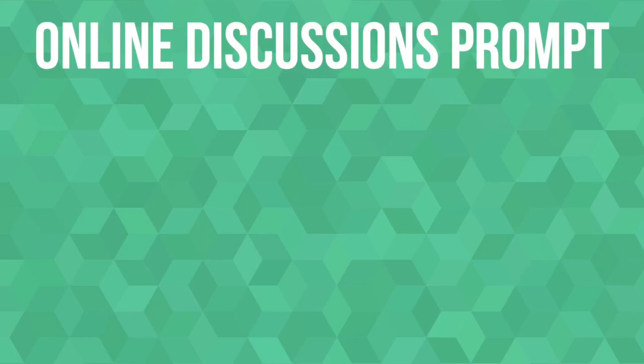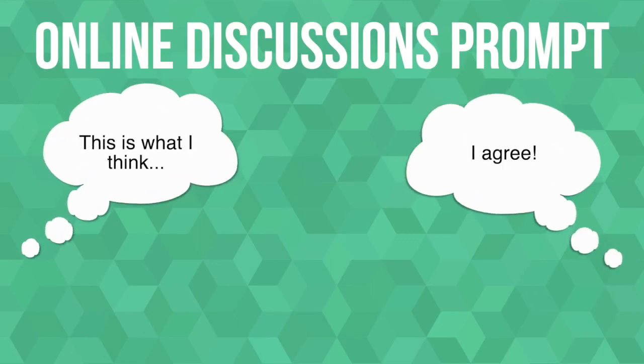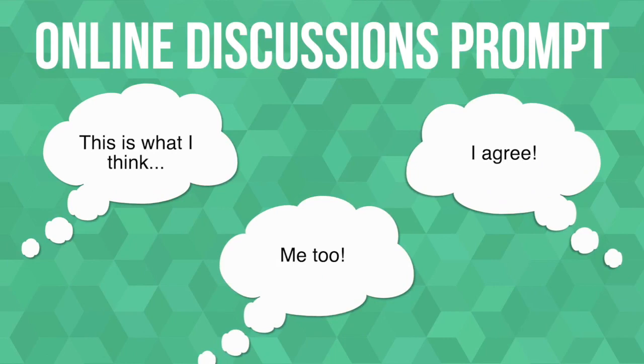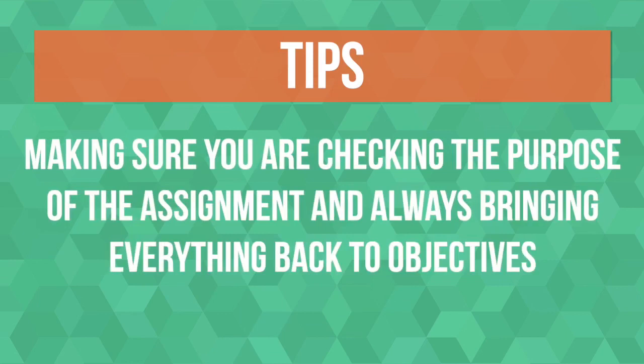This is if you were to do the classic and traditional approach to online discussions, where you post a prompt and students respond to each other. They respond to the prompt and then they respond to each other. So some of those tips include making sure you're checking the purpose of the assignment and always bringing everything back to objectives, like I mentioned so often. So if you're wanting students to hear other students' perspectives, obviously you need them to respond to each other. But if you're just wanting to do some maybe inner reflections, then maybe the students don't need to respond to each other. They just need to post themselves and then maybe read what others are thinking.